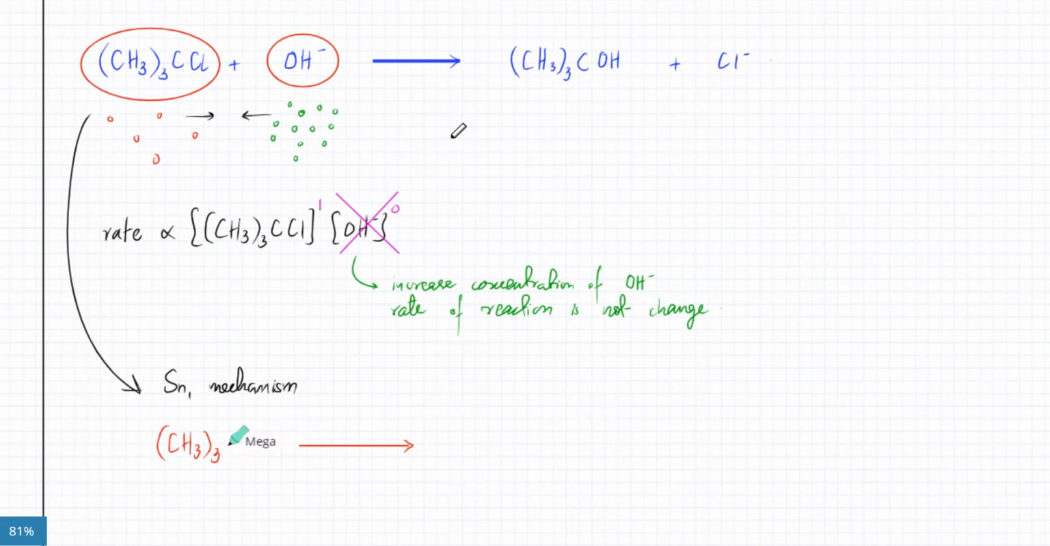I can draw the whole structure. It's better to actually draw the whole structure. You've got a CCl, and you've got 3. Now, the first step of the mechanism is the Cl dissociates, and that results in the production of a carbocation.